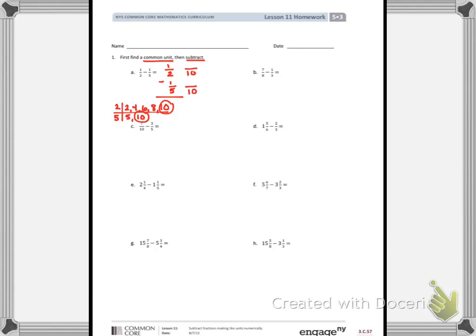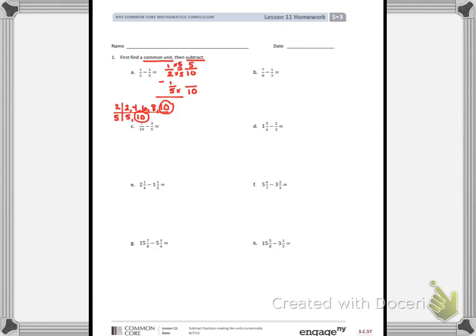So let's make a half equivalent. So we're going to think, how can we get from 2 to 10? So it's going to be multiplying by 5. Whatever you do to the denominator, do to the numerator. And 1 times 5 is 5. So 5/10 is the same as a half.